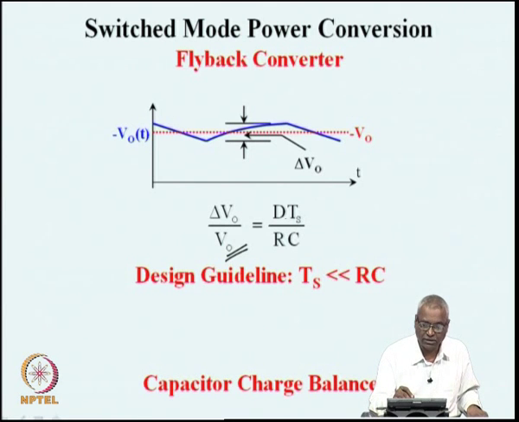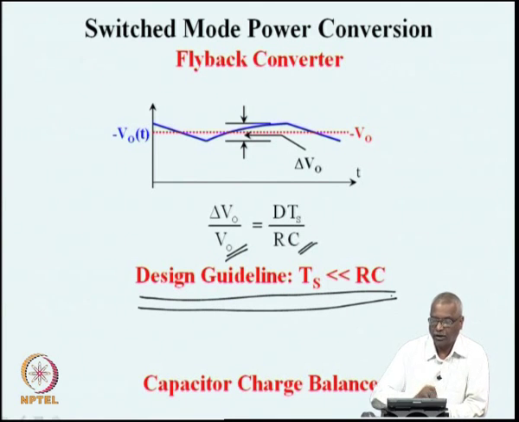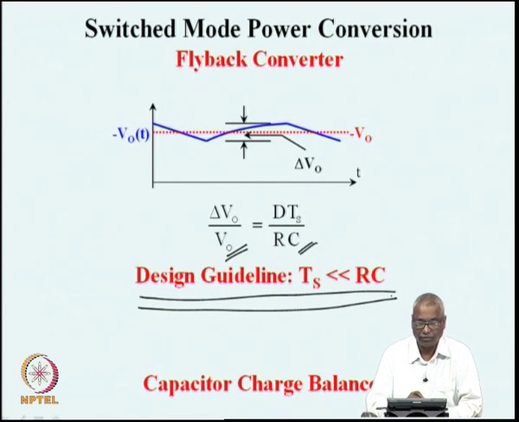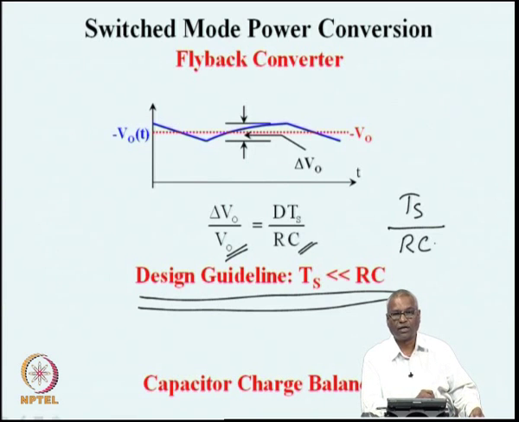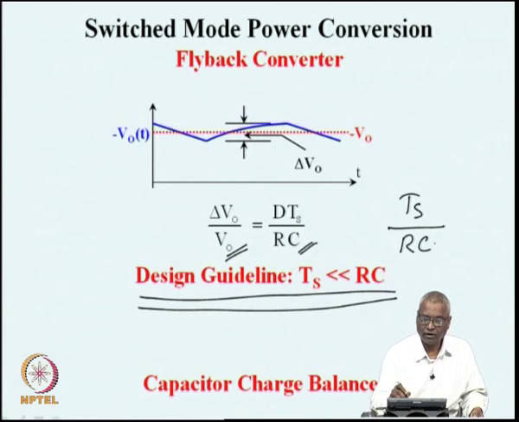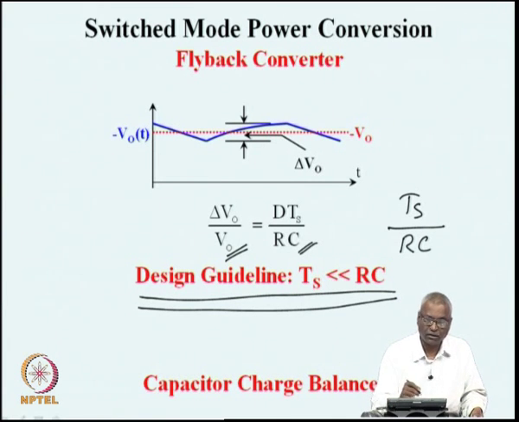So, this is duty ratio times switching period divided by the load time constant, and the design guideline to keep the unwanted ripple on the output becomes clear from this: if the switching period Ts is very much less than the load time constant RC, then we will have low ripple, and that could be our design guideline. This is obtained by the capacitor charge balance.